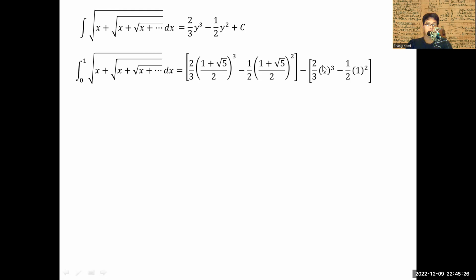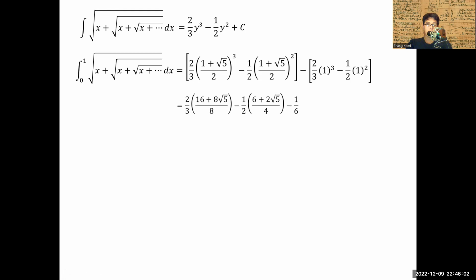minus 2/3 of 1. Remember earlier we saw the boundary 1 or 0, right? So we are taking 1, the upper boundary. So 2/3 of 1 to the power of 3 minus half of 1 squared. And the arbitrary constant is now gone because now we are taking the definite integral. Just now was the indefinite integral, now it is the definite integral. So if you know how to perform a definite integral, this is what you will get.